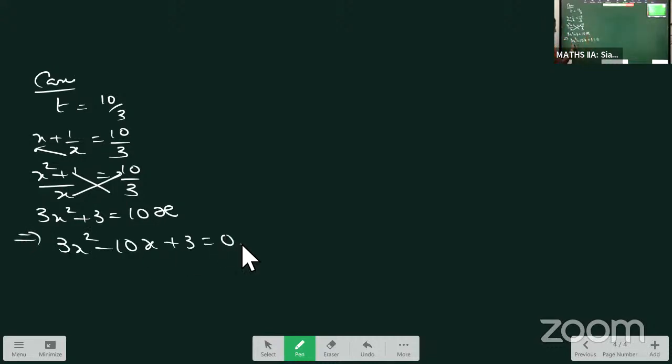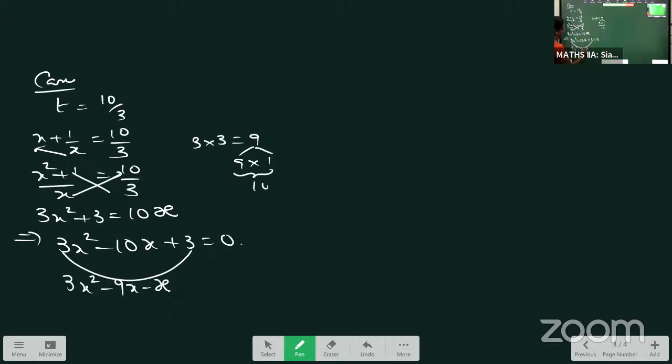Again, 3 3s are 9. So we need the factors of 9. You can write down 9 into 1, so this will become the 10, 9 plus 1. Then we write 3x^2 minus 9x minus x plus 3 is equal to 0. Then in these two, 3x is appearing as a common. So take 3x as a common. Then x minus 3.